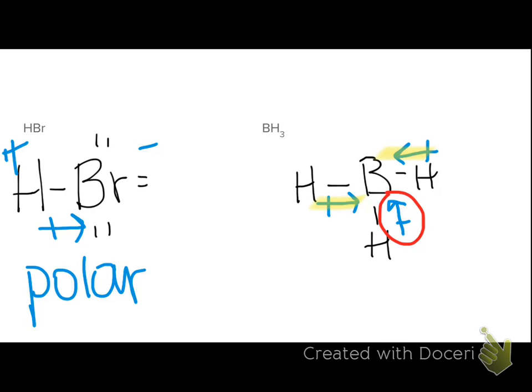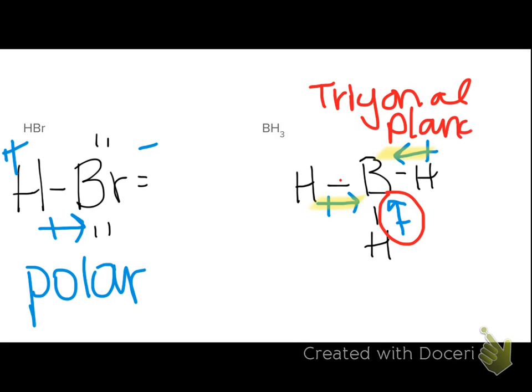However, we have to remember our VSEPR shapes. So this goes back to that. 3 bonds, 3 domains, it's trigonal planar. 3 bonds, 0 lone pairs is also trigonal planar. And something that is trigonal planar is going to be shaped like a triangle. So what the shape of this actually looks like is more something like this.